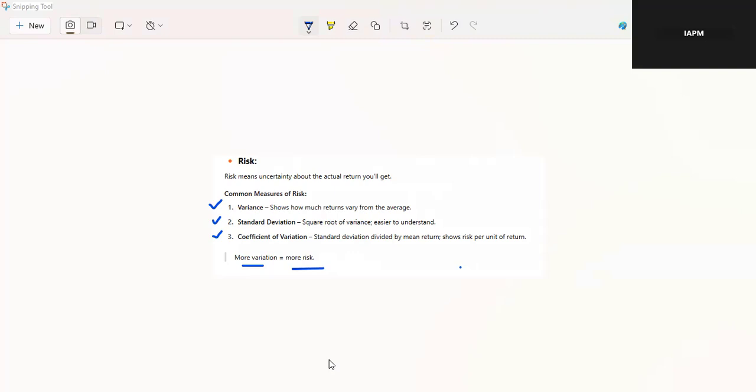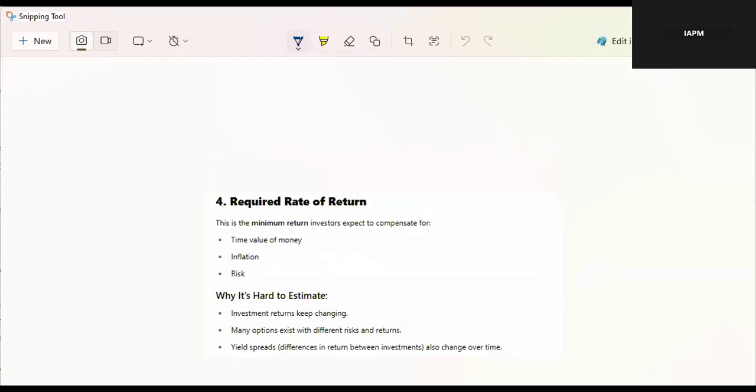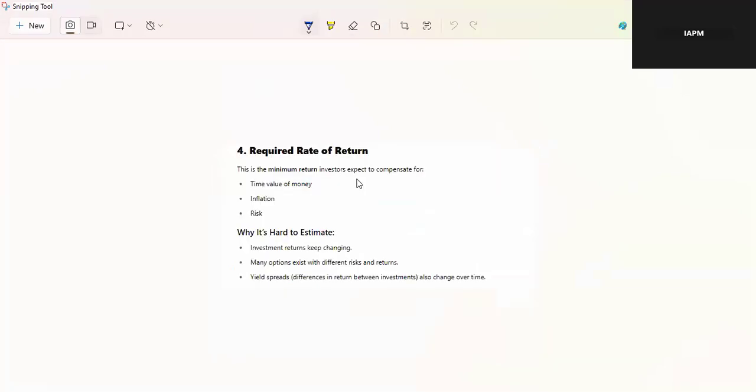Now, the other terminology that we're going to make use of is the term required rate of return. What is the required rate of return? This is simply the minimum return that investors will expect to compensate for their time value of money, their inflation, and their risk. It is hard to estimate because investments keep changing. It's hard to estimate because many options may exist with different risks attached to them and their returns.